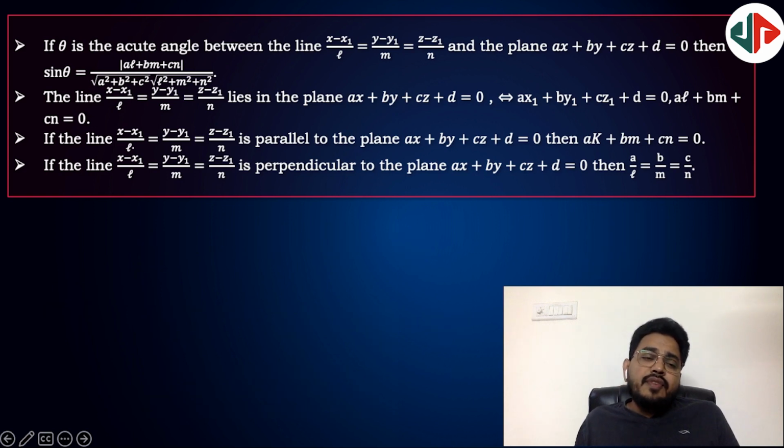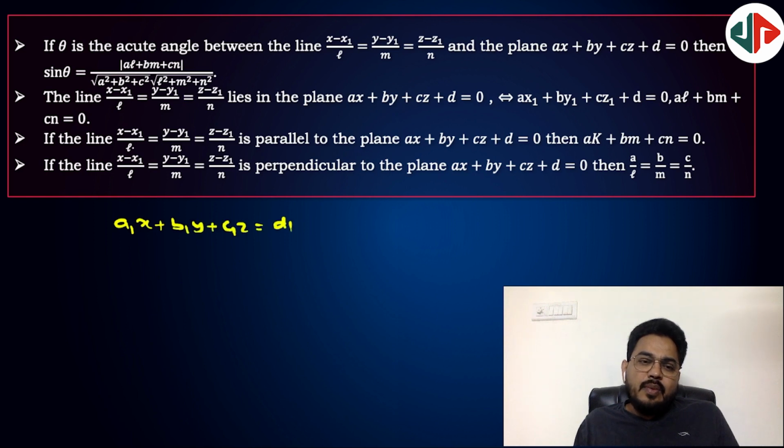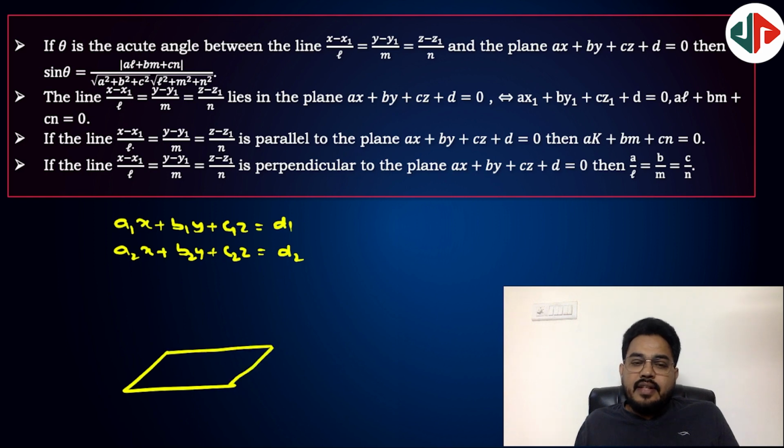And if I want to find the angle between two planes like a1x plus b1y plus c1z is equal to d1, a2x plus b2y plus c2z is equal to d2. So this is one plane, and another one is this plane.